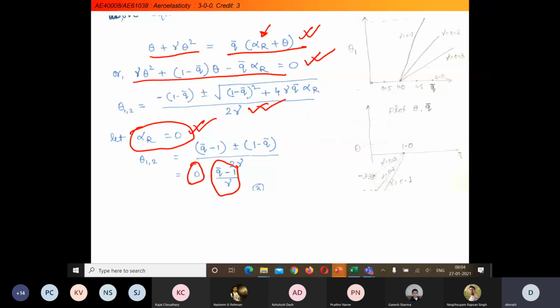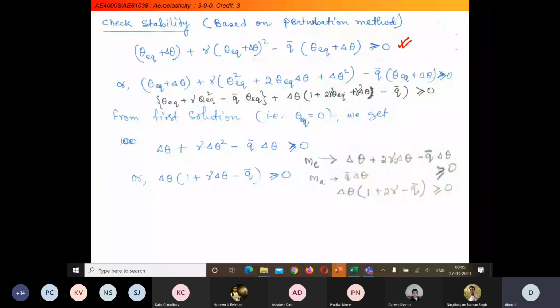Only the effective angle of attack gets changed, and that's why, once we give the perturbation, I have considered theta equilibrium plus delta theta, then plus gamma into theta equilibrium plus delta theta whole square, minus q bar multiplied by theta equilibrium plus delta theta. This is the term we get after giving a small perturbation to the system.